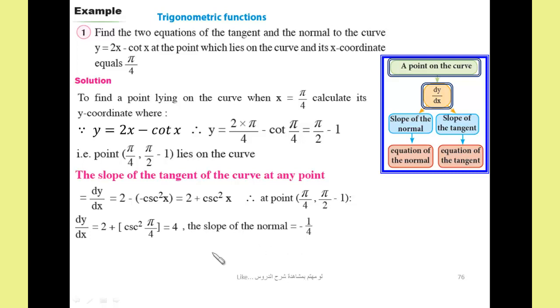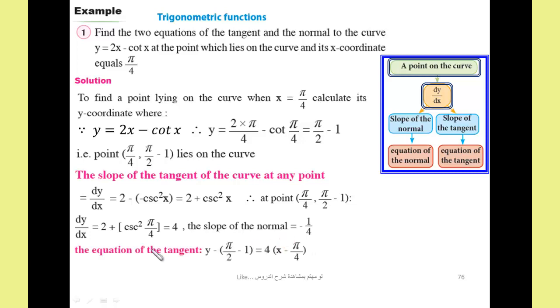Note that when you multiply m1 by m2, you will get negative 1. The product of the two slopes of two perpendicular straight lines equals negative 1. 4 multiplied by negative 1 over 4 equals negative 1.